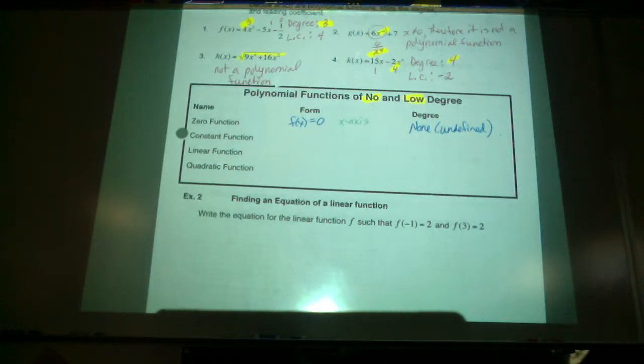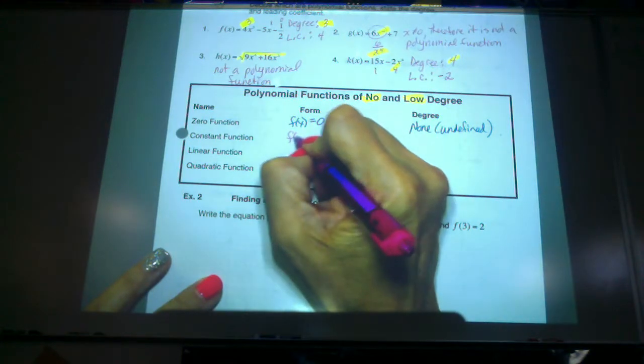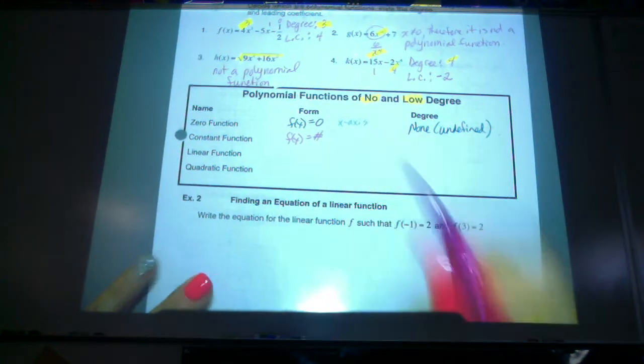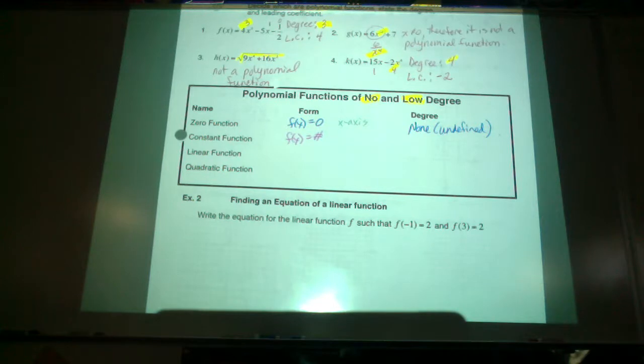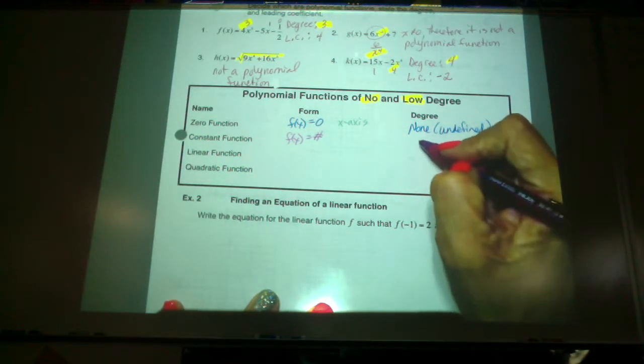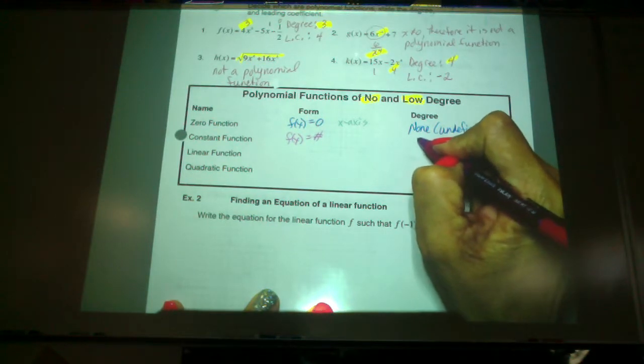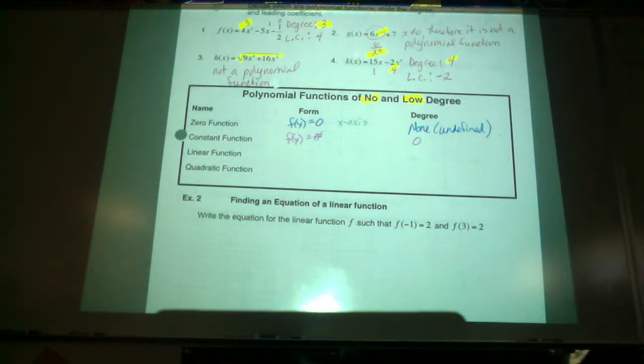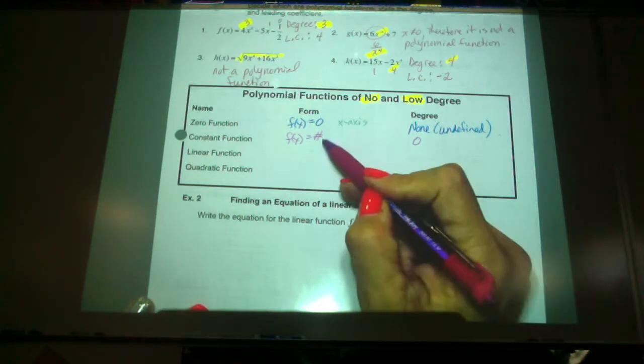right? Constant function. Constant function would look like f of x is equal to some number. That is a pound symbol. It is not a hashtag. I know you all think it's a hashtag. It's a pound symbol, and it represents numbers. So it could be f of x equals 5, or f of x equals negative 10. It's really y equals 5, y equals negative 10. So what is the degree of that? Degree of any constant: not 1. 0, right? Because it's x to the 0. Because really what I have tacked on here is x to the 0.